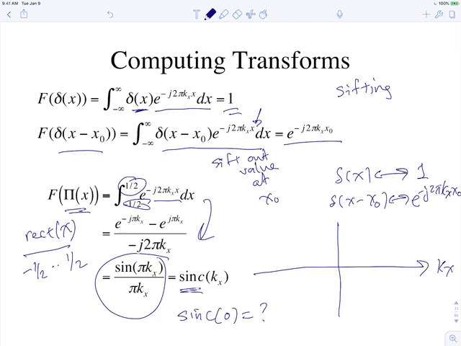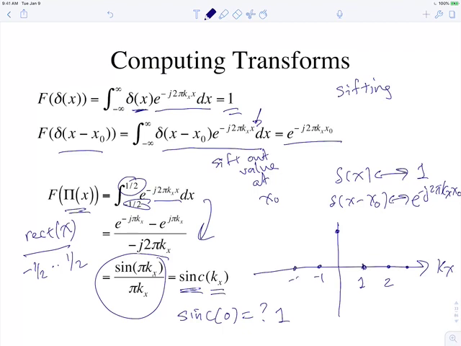Okay. So if you take the derivative of the top and the bottom, it turns out that it's going to be 1. So it's going to be 1 there. That's good. And then at what values is this function going to go to 0 now? Sine of pi is 0, right? So when kx is equal to 1, it's going to be 0. When kx is equal to 2, it's going to be 0, and so on and so forth.